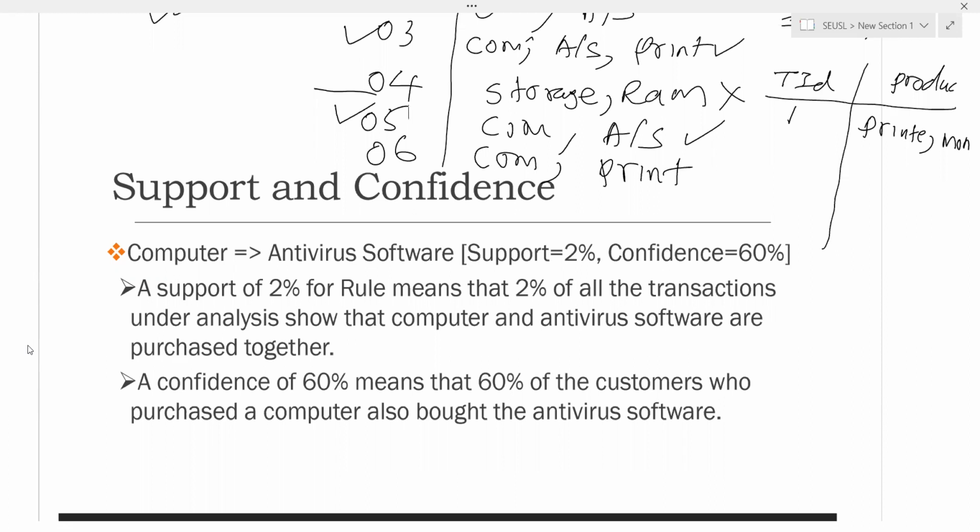That is called support. A support of 2% means 2% of all the transactions show that they bought computers and antivirus software together. If it is confidence, we don't think about all the transactions. We think about the transactions which buy computers. Previously we discussed all the transactions, how many purchase computer and antivirus software together. But in confidence, we check how many transactions buy computers, and among them, how many people buy antivirus software.